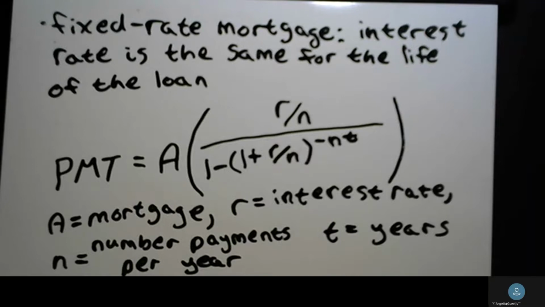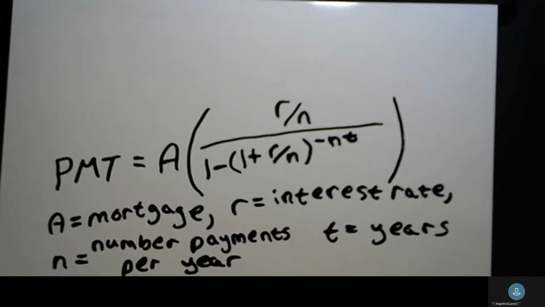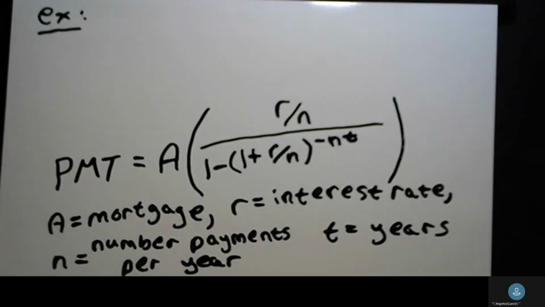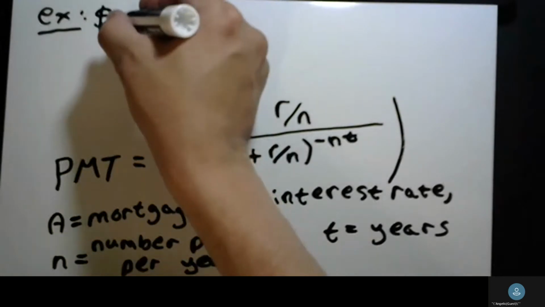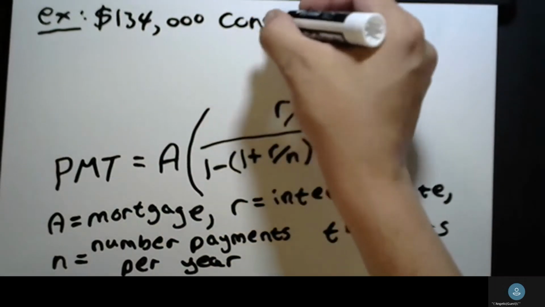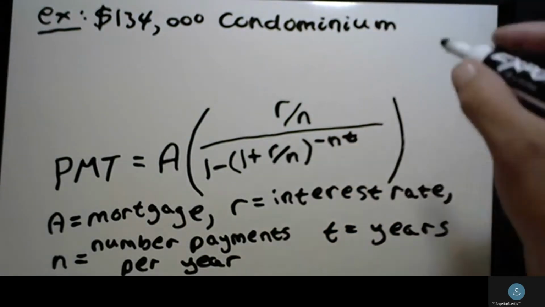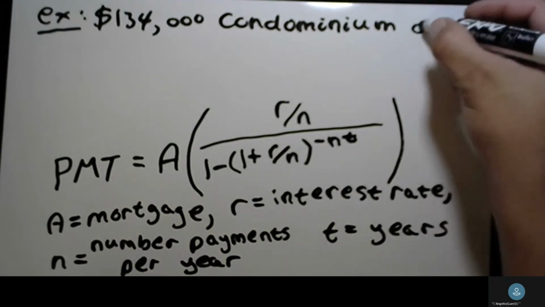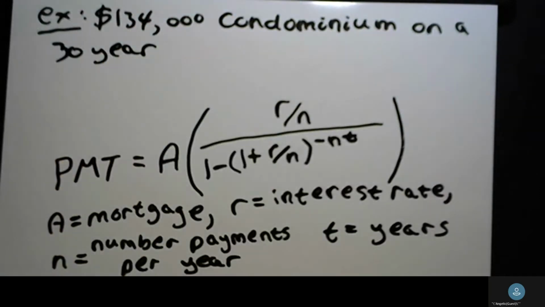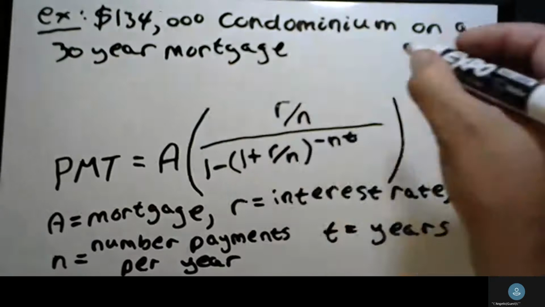So we'll take a look at an example here. Let's suppose, and I'm just looking at the example here in the text, this is a condominium selling for $134,000. In 30 years, that seems to be a very common amount of time for a mortgage. It takes 30 years to pay this mortgage off.